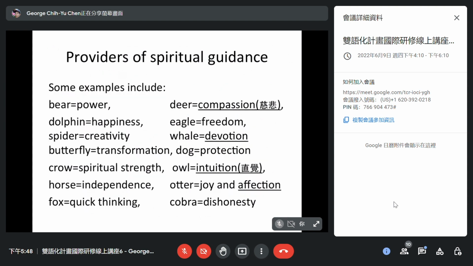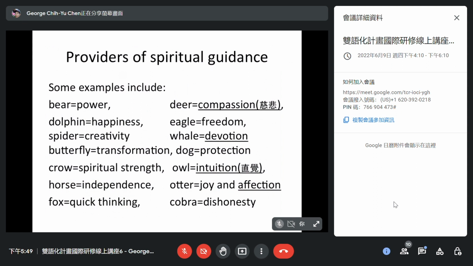And some examples include bear, associated with power, dolphin, happiness, spider, creativity, butterfly, transformation. Crow means 乌鸦, which means spiritual strength, 精神上的力气. And the horse, independence. Fox, quick thinking, 它的思想敏捷度. And the deer, compassion.